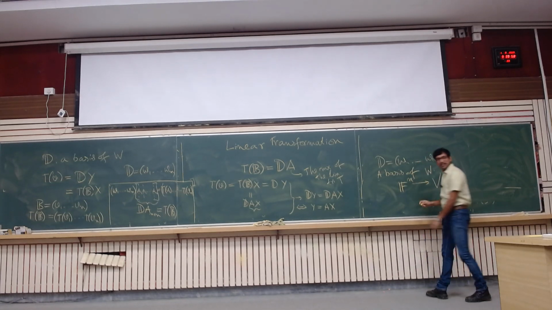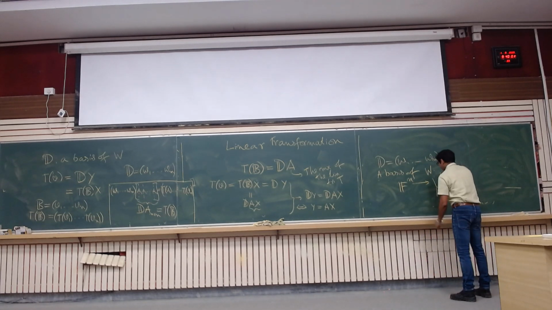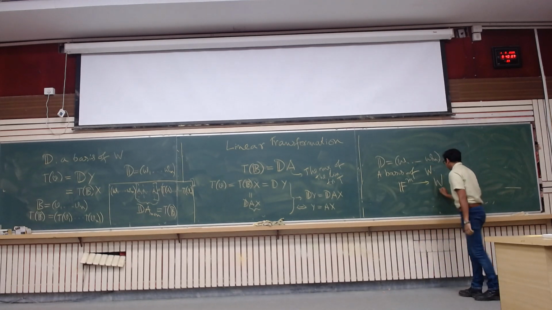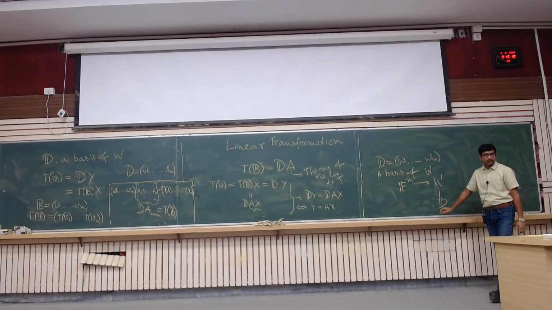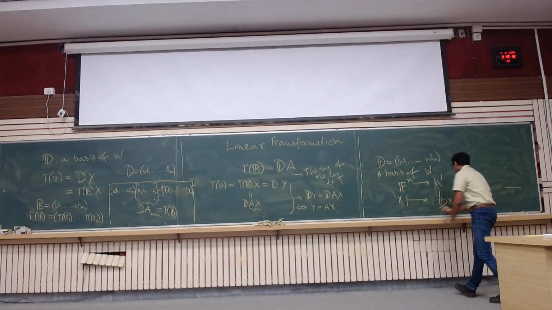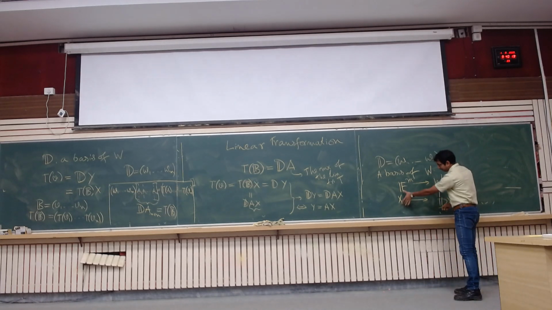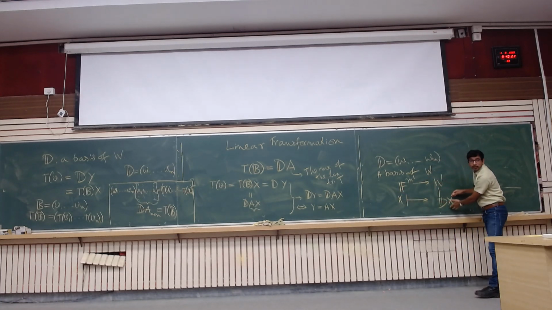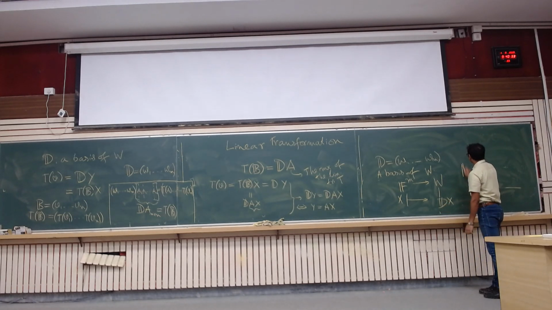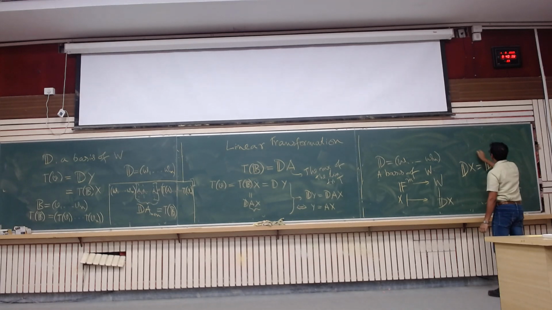So from Fn to W, and this one was Fm. And here you had D, some basis given to you. Here you have X, and this X is being mapped to dx. So every column vector here is going to dx. And the question was to show that this is an isomorphism. And this is an isomorphism because D is a basis. You cannot have dx equal to dy where x is not equal to y.